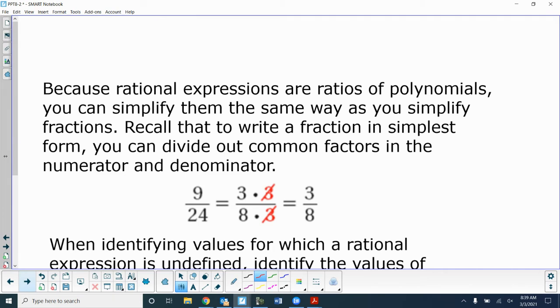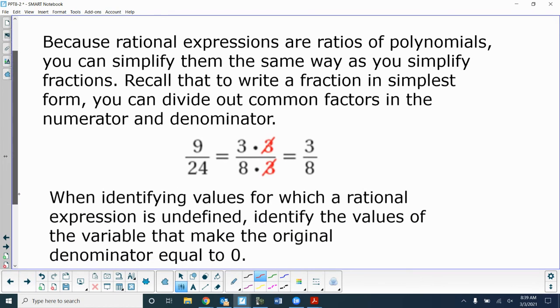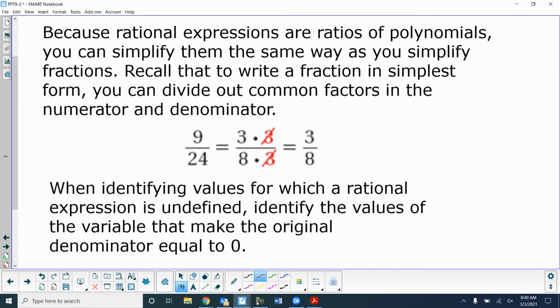All right. So because rational expressions are ratios of polynomials, you can simplify them the same way as you simplify fractions. It says, recall that you write a fraction in simplest form, you can divide out common factors in the numerator and denominator. So what they did with 9 is they factored it into 3 times 3, and in 24 they factored it as 8 times 3. Well, you have that 3, same factor top and bottom, you can cancel those. So you can cancel factors, all right?